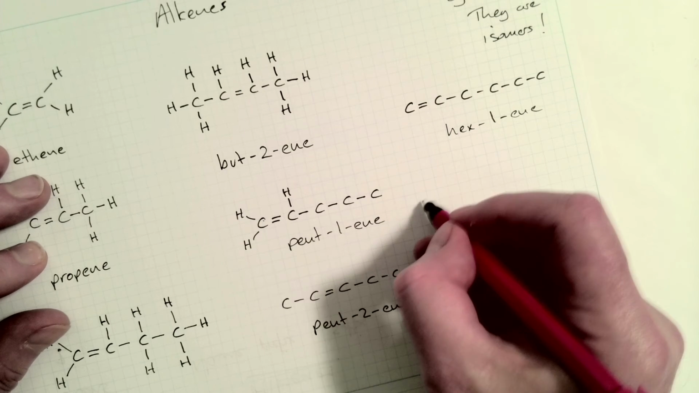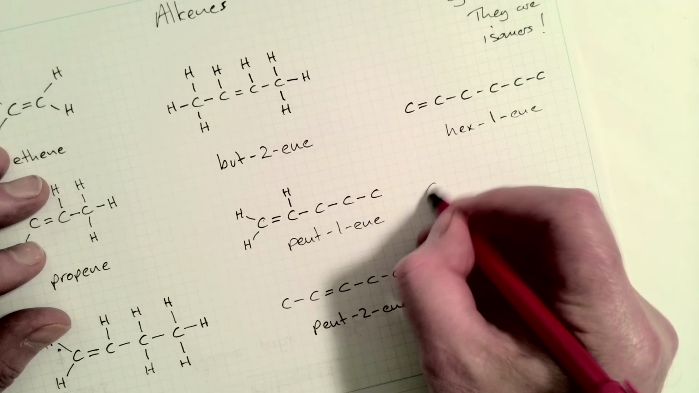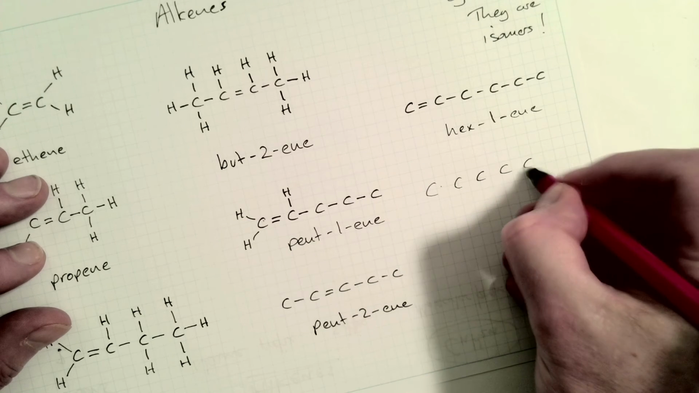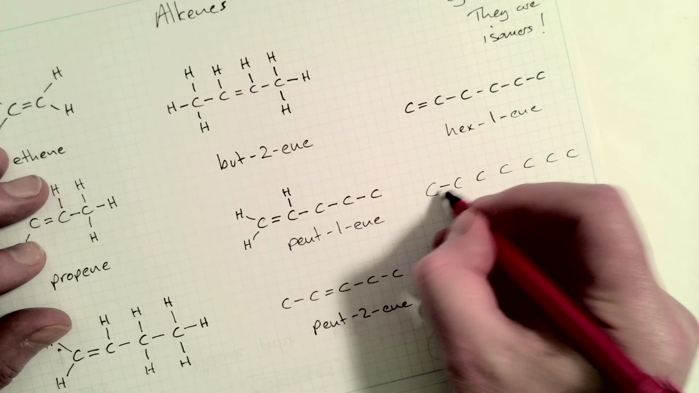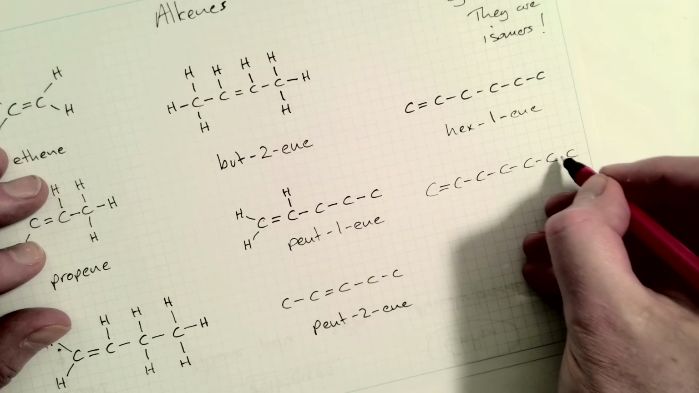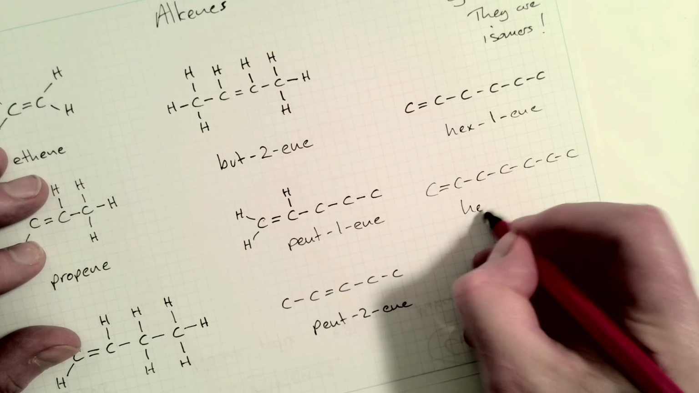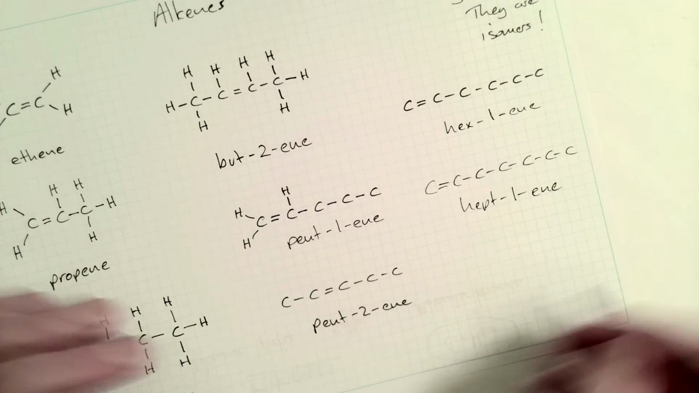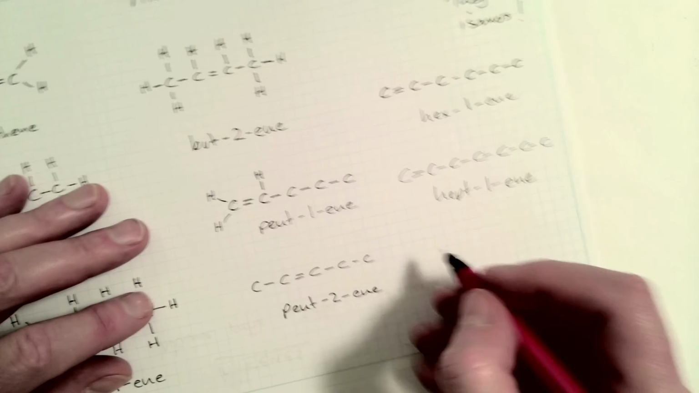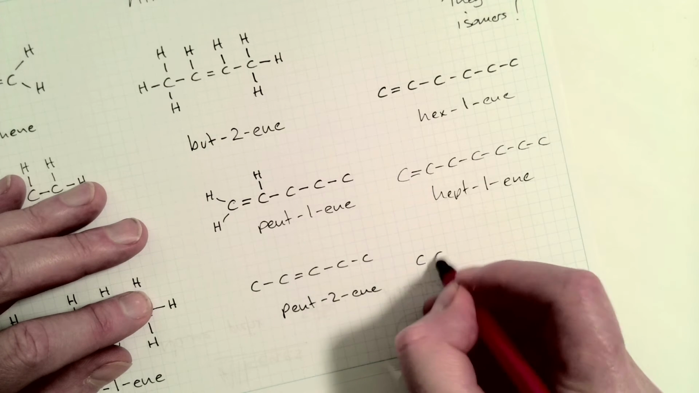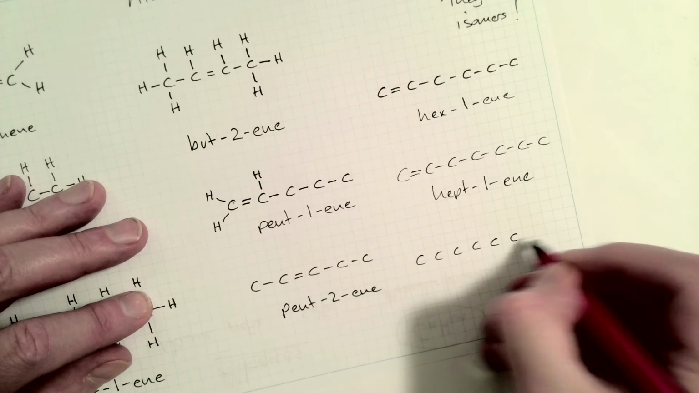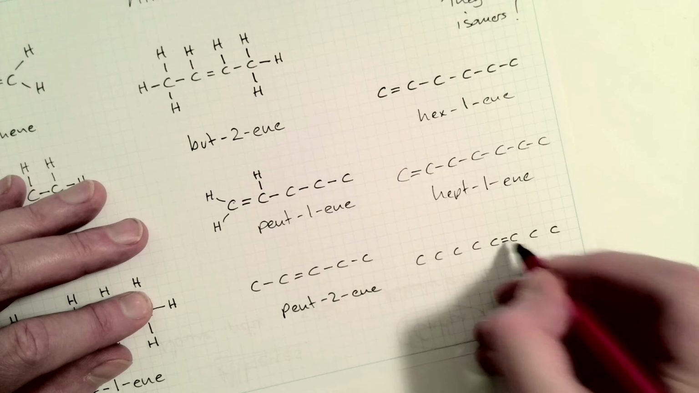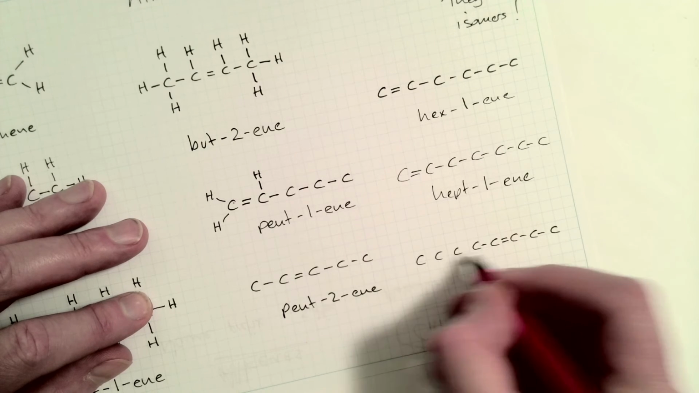Heptene, we'll just draw one example. So we'll do hept 1, 2, 3, 4, 5, 6, 7. Double bond 1, 2, 3, 4, 5. Hept-1-ene. And then finally, I'll do a big octene down here. 1, 2, 3, 4, 5, 6, 7, 8. Let's pop in a double bond and put the rest of them in.